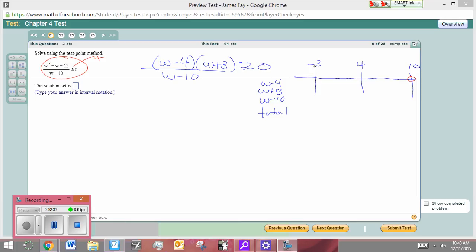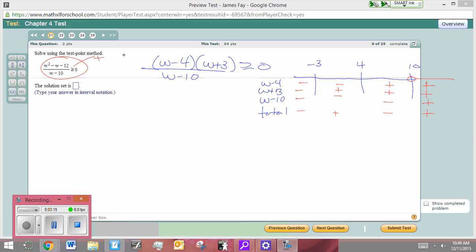So if I choose a number to the left of negative 3, like negative 10, it'll be negative, negative, negative, so the total is negative. In the middle here, I choose 0. So that's going to be negative, positive, negative, so that's a positive. Now I'm going to check a number like 6. So 6 minus 4 is positive, 6 plus 3 is positive, 6 minus 10 is negative, so the total is negative. And then a number like 12. 12 minus 4 is positive, 12 plus 3 is positive, 12 minus 10 is positive, so my total is positive.